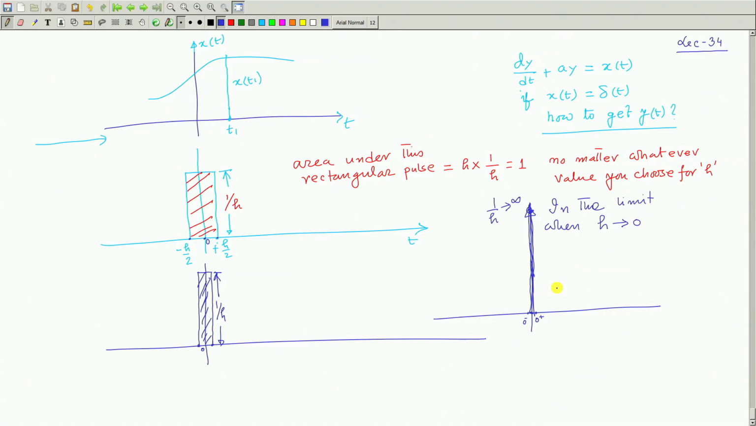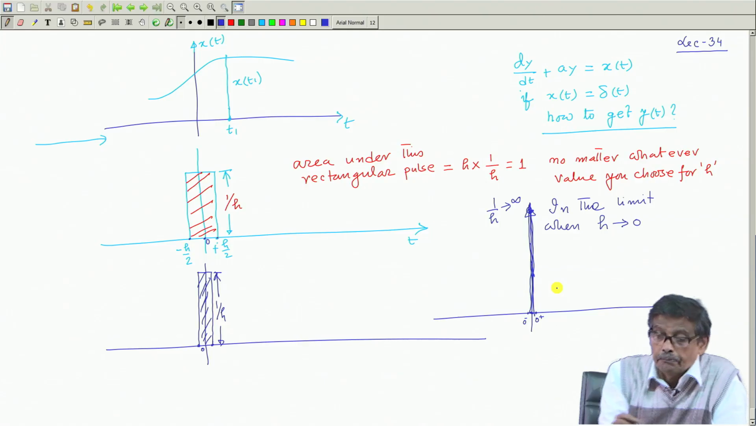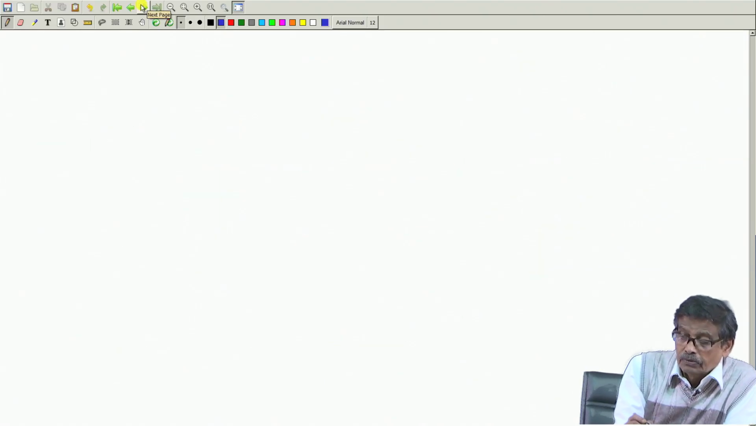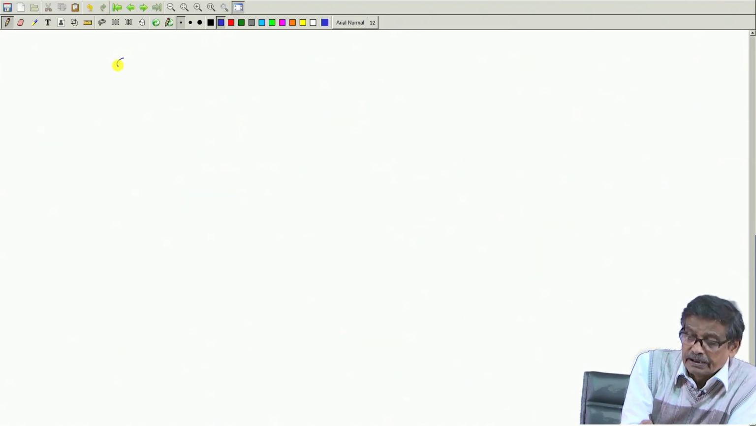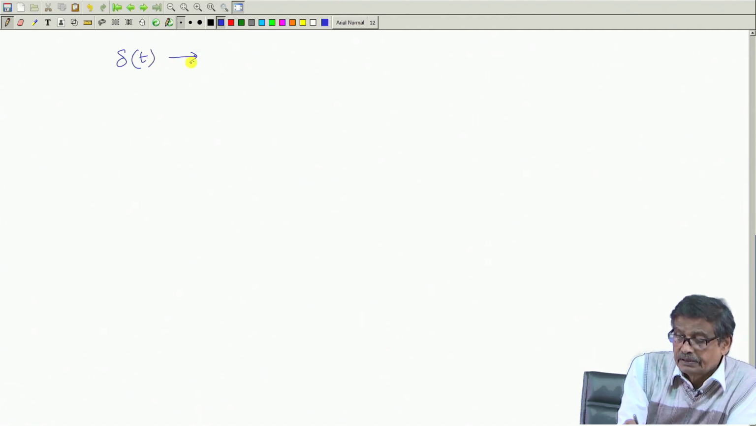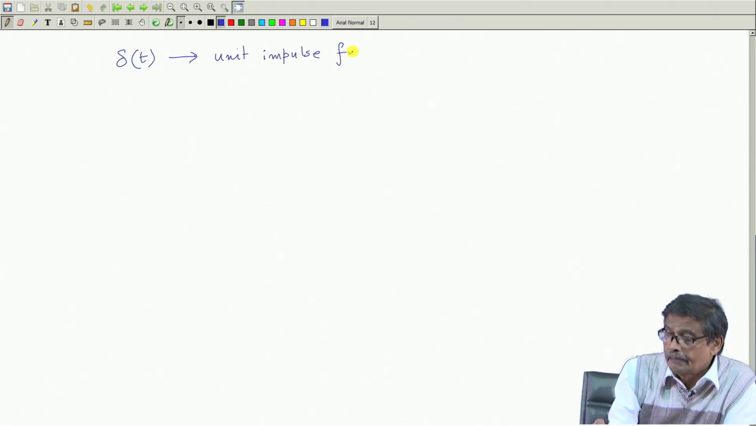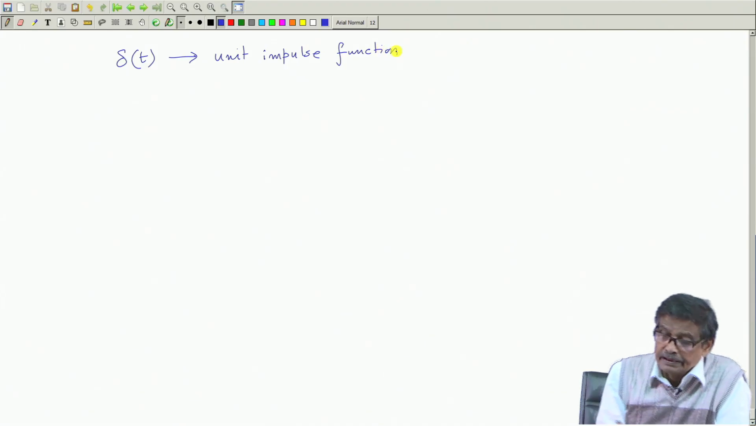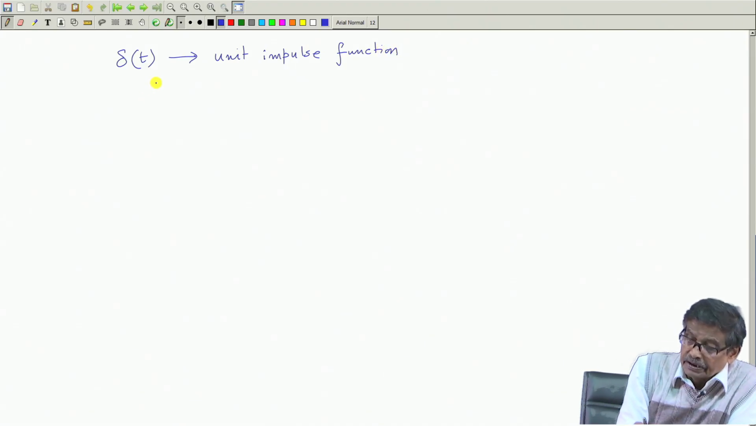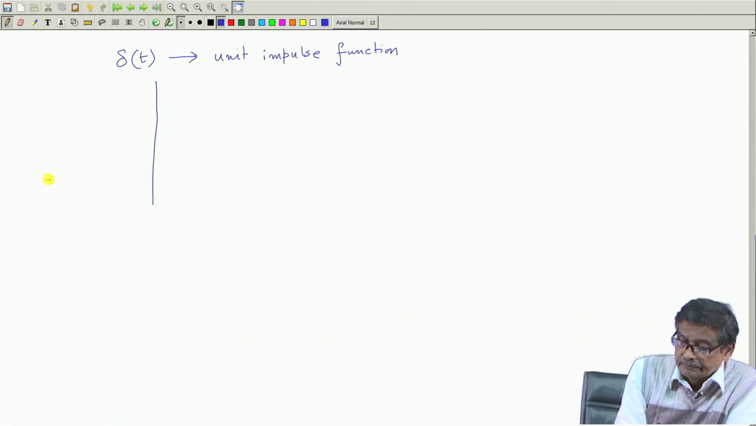Such a function is called the unit impulse function. I discussed this last time, and it is denoted by this symbol, the unit impulse function. And it will be denoted like this.